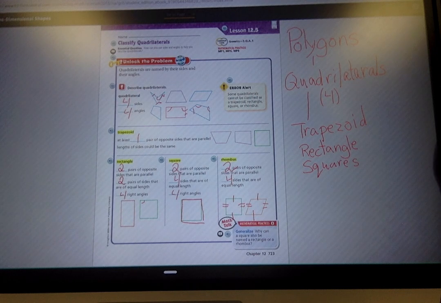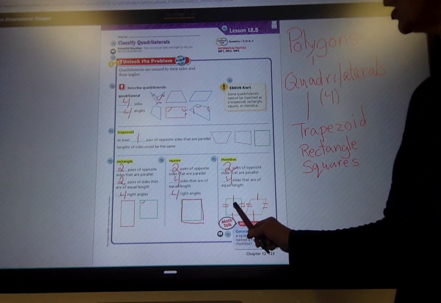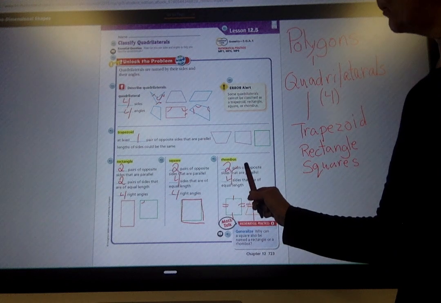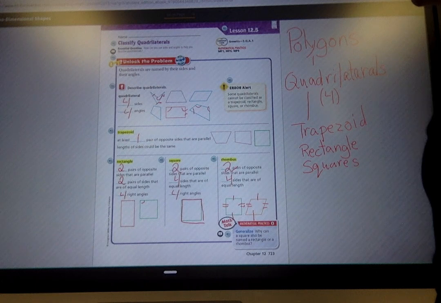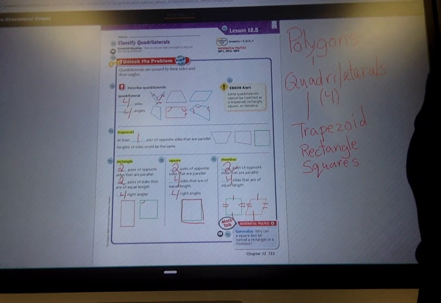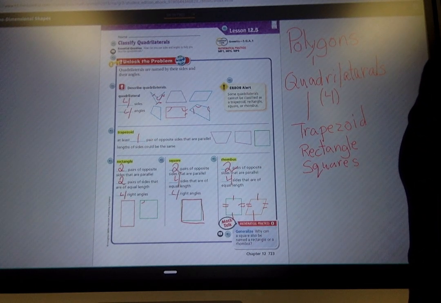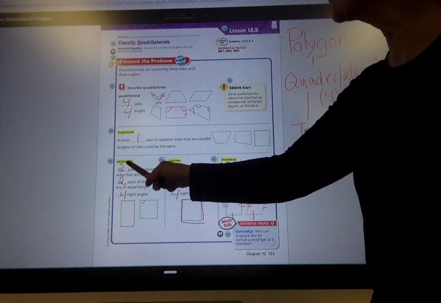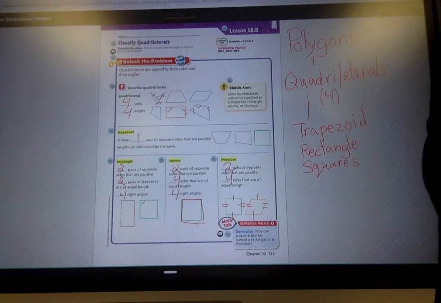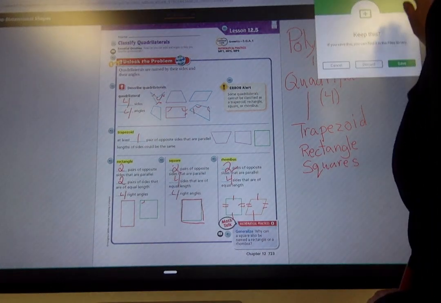So that means that a square is a rhombus, and a square is also a rectangle, and a square is a trapezoid, and a square is a quadrilateral, and a square is a polygon. All of these are names that can be used to describe a square. Okay? So now let's go on to our next page, 724.